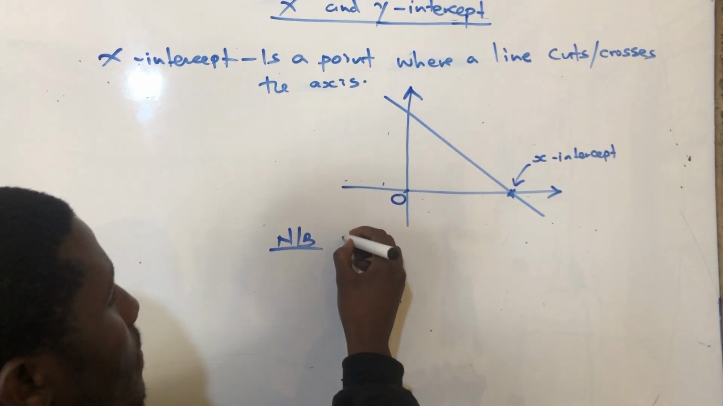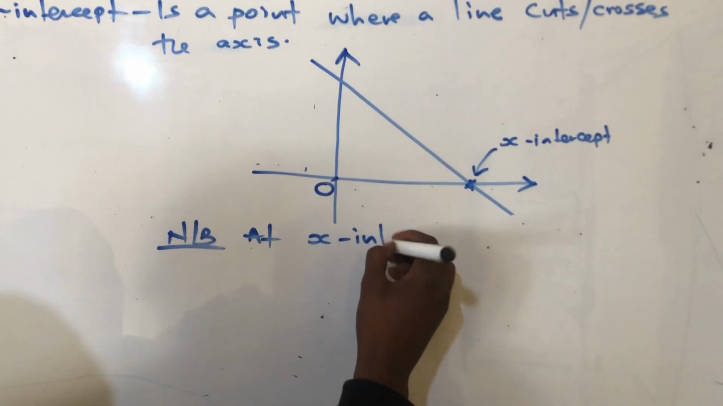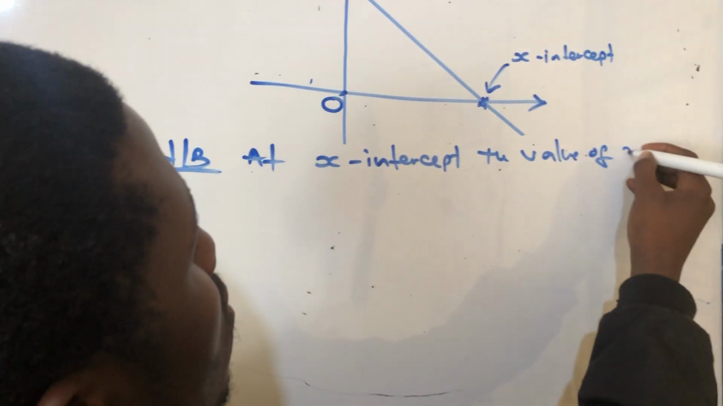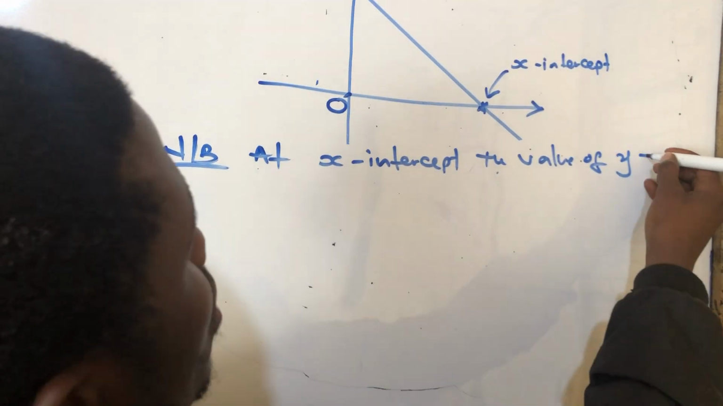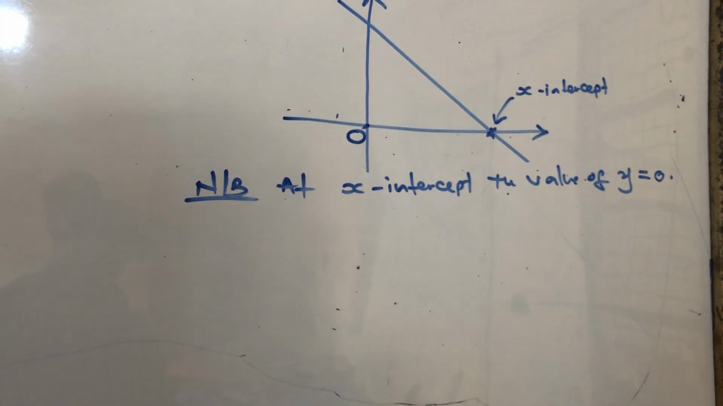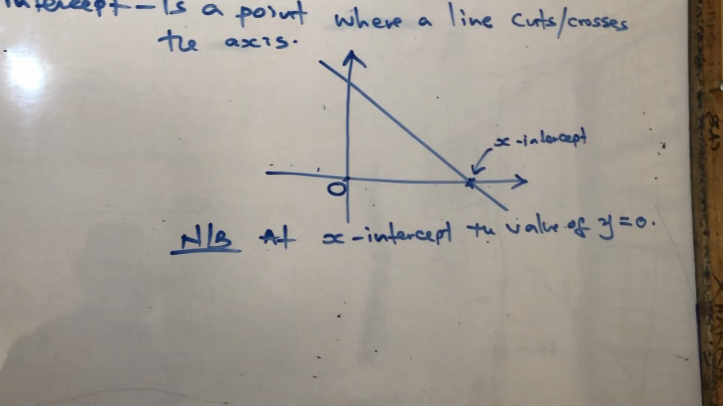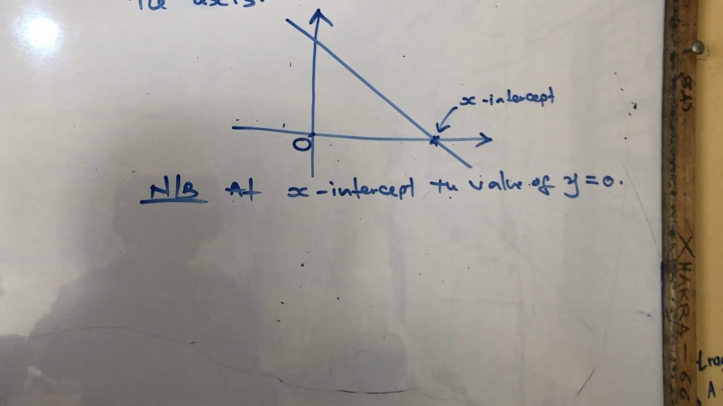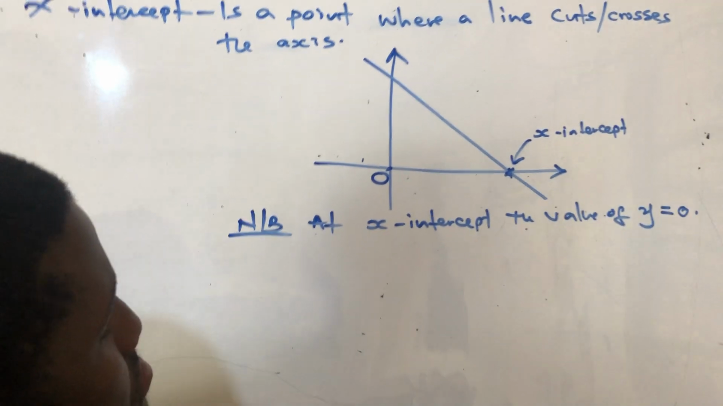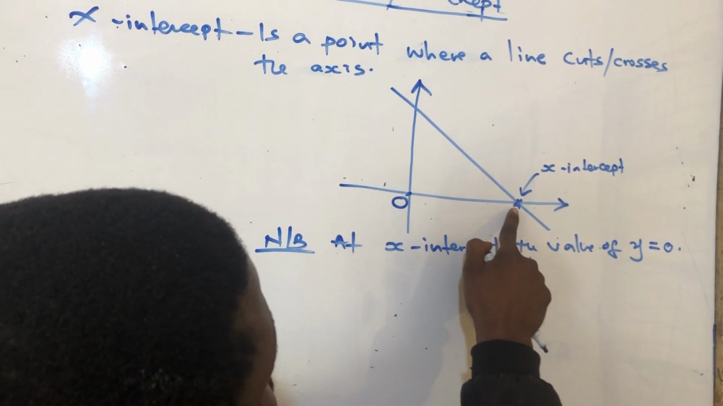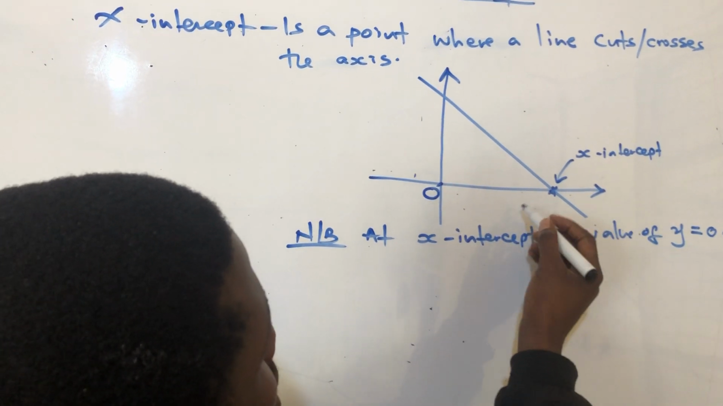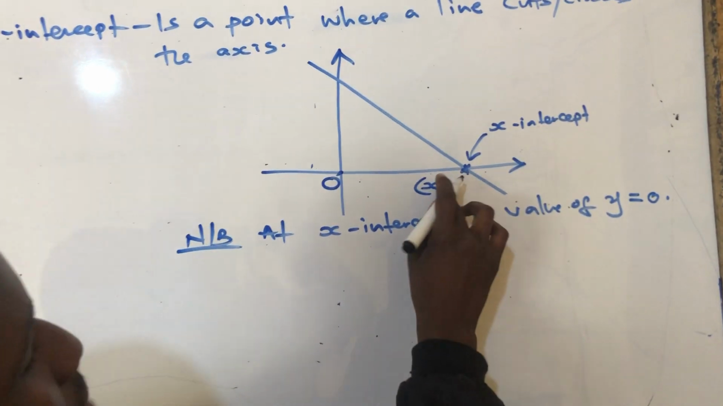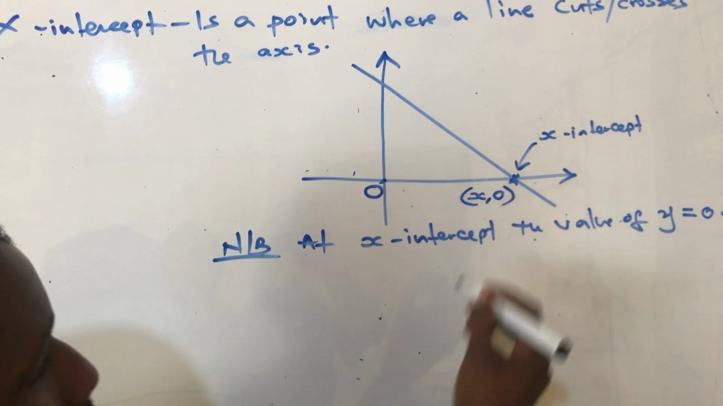Take note, at x-intercept, the value of y should always be equal to 0. In other words, there is something we know for sure about this point. We may not know what the x is, but we know that the y coordinate must be 0.